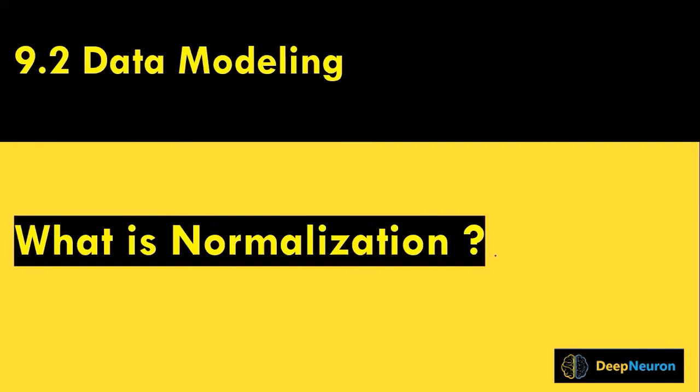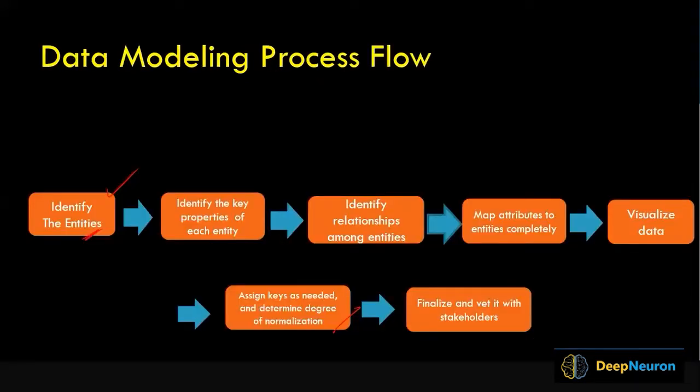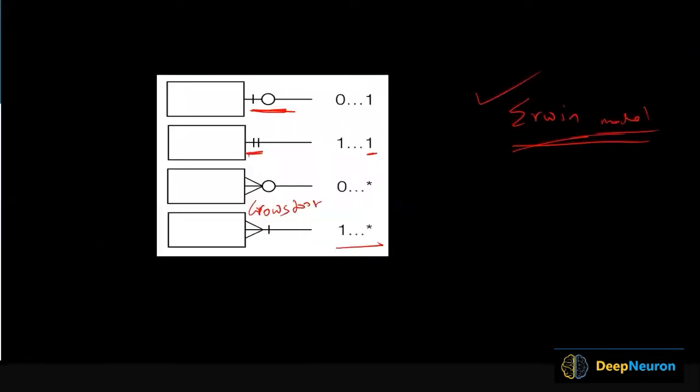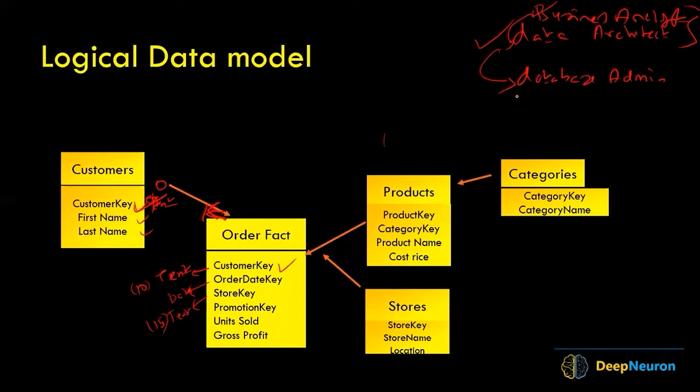So, got it? That is what physical data modeling is, and that is what we do as part of the physical data model. Now the question is, why do I need to learn all these things? You are talking about data business analyst, data architect, database admin, but I am a Power BI developer. So why should I learn all these things?